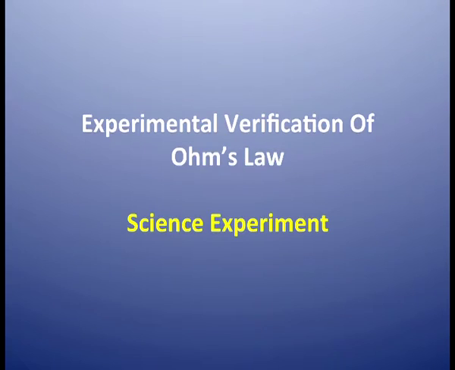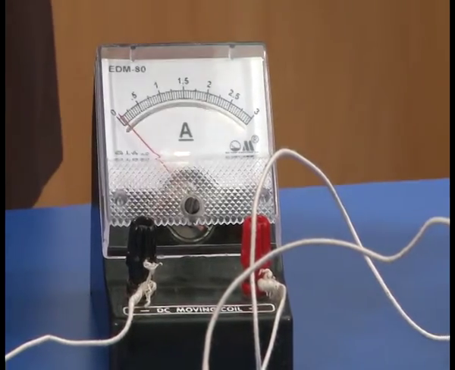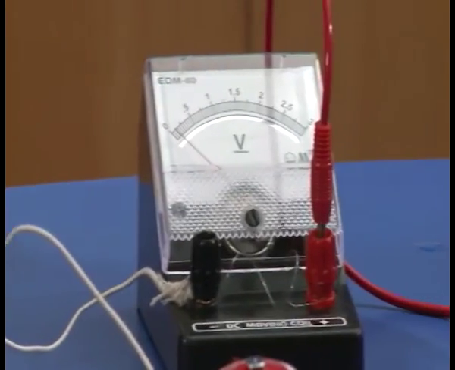So, now we are going to demonstrate two experiments. The first one is verification of Ohm's law and the second one will be the study of bulbs connected in parallel. First, Ohm's law. The objective of this experiment is first to determine the least count of the ammeter and the voltmeter. This is your ammeter and this is your voltmeter.